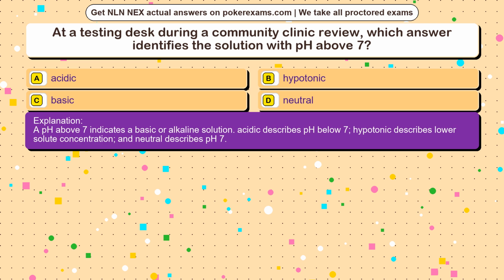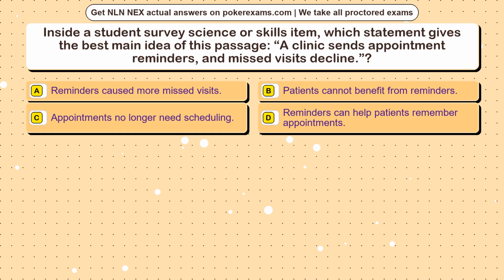Question 24. Inside a student survey science or skills item, which statement gives the best main idea of this passage? A clinic sends appointment reminders, and missed visits decline. Option A, reminders caused more missed visits. Option B, patients cannot benefit from reminders. Option C, appointments no longer need scheduling. Option D, reminders can help patients remember appointments.